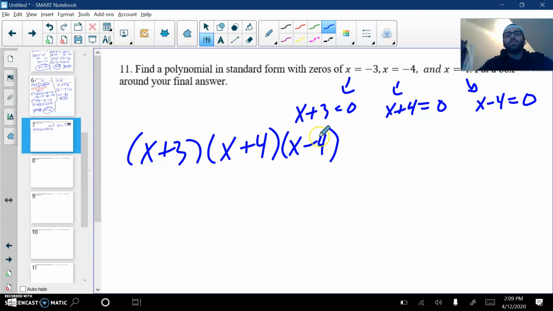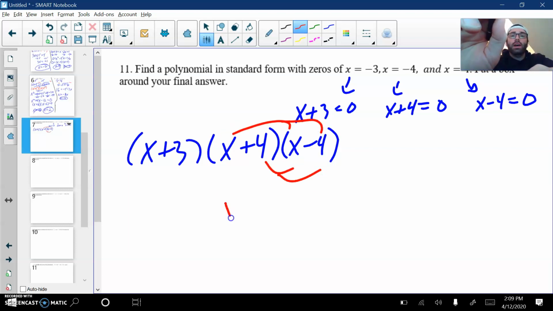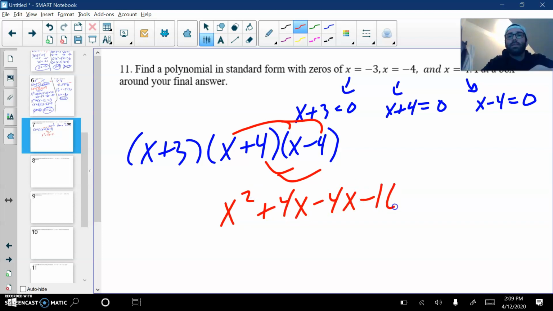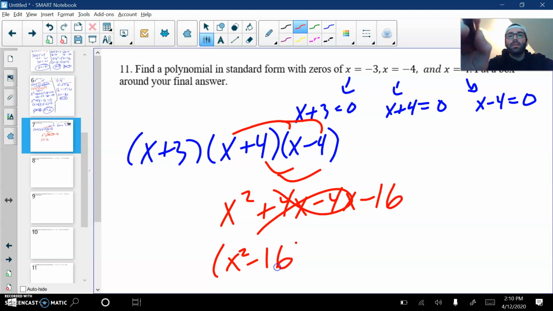Since these two are the same, plus 4 and minus 4, I'm going to choose to FOIL those two first, because we're going to multiply all three of these things together. There's a reason why I'm doing this. I get x squared plus 4x minus 4x minus 16. Well, look what happens with the 4x's. They both cancel out. So I get x squared minus 16.